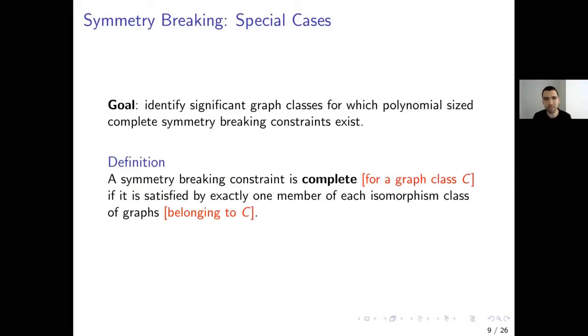So what does that mean? Being complete for a specific class, we need to modify the definition of a complete symmetry breaking constraint. A symmetry breaking constraint is complete for a specific graph class C if it is satisfied by exactly one member of each isomorphism class of graphs belonging to C. We only care about the isomorphism classes of graphs that belong to the class C and not all the isomorphism classes. And this is the difference between this definition and the general case.